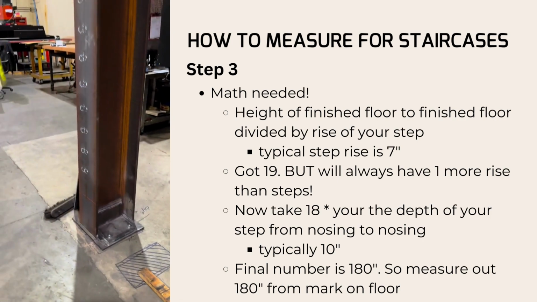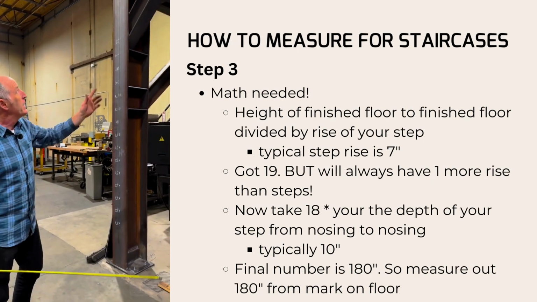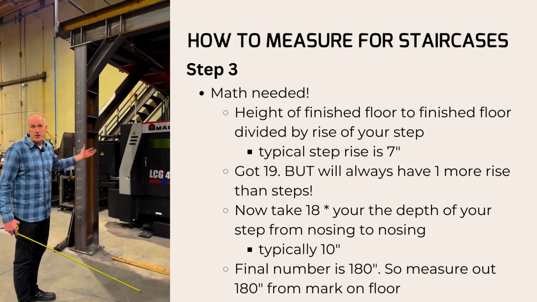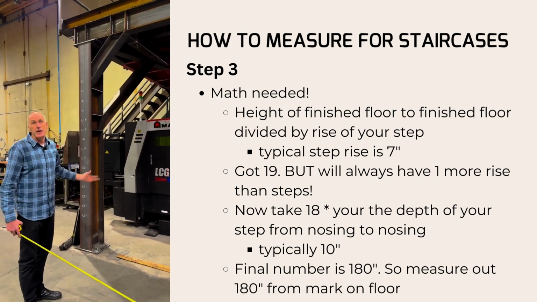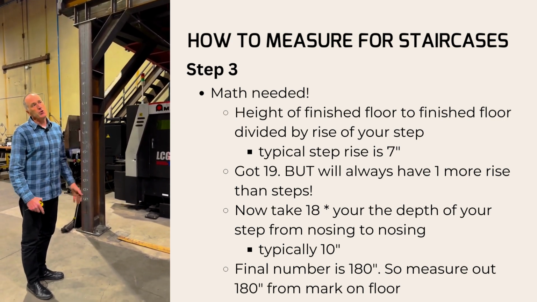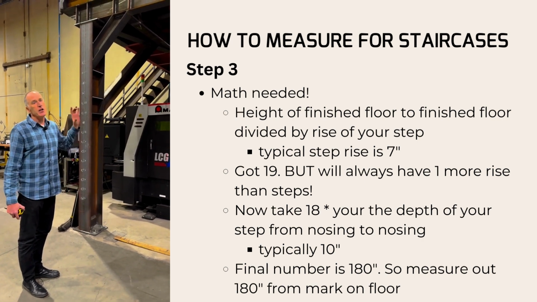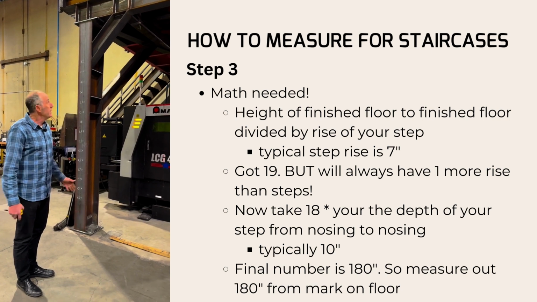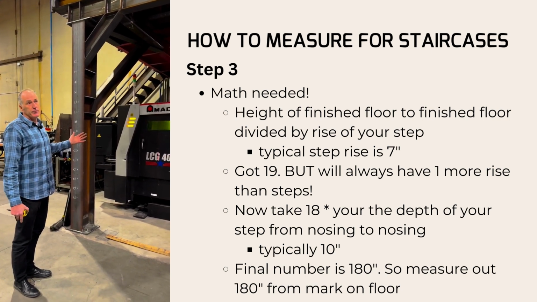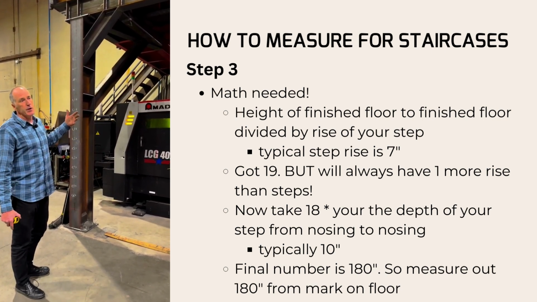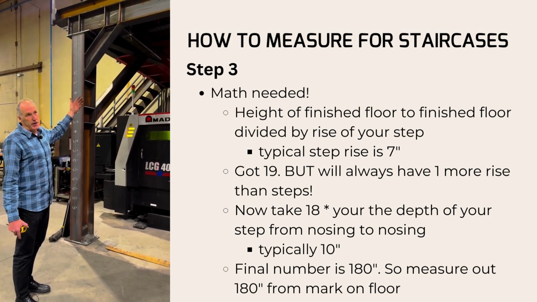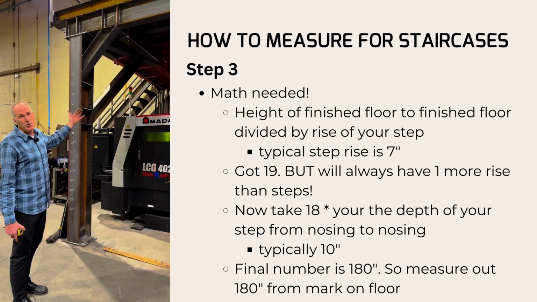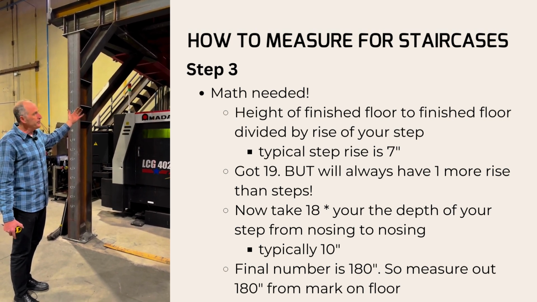So we're going to take that measurement and we're going to divide by 7 for starts. 7 is kind of our central number, our typical rise, how high each step is. So we divide by 7, and actually we got 18 with a remainder, okay? The remainder was closer to 19, so we're going to round up to our nearest whole number of 19.